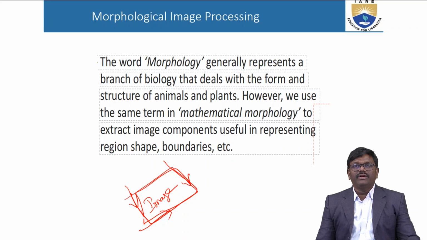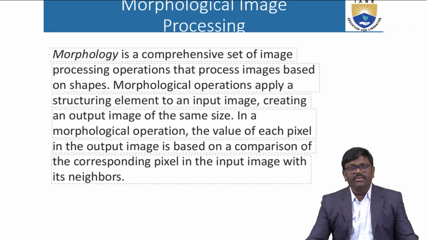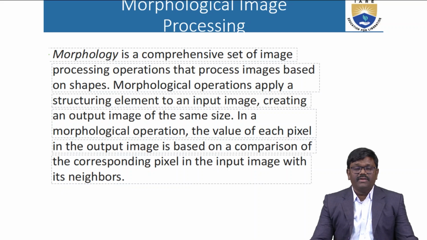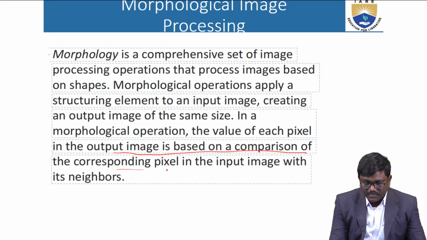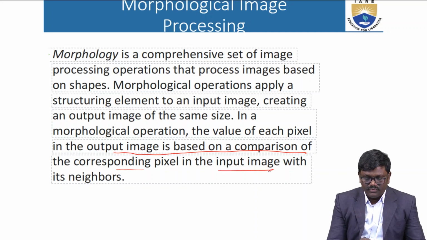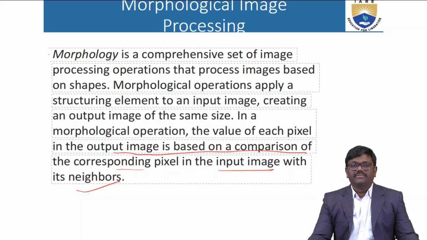Let me define what morphology is in comprehensive terms. Morphology is a comprehensive set of image processing operations that process images based on shapes. Morphological operations apply a structuring element to an input image, creating an output image of the same size. In a morphological operation, the value of each pixel in the output image is based on the comparison of the corresponding pixel in the input image with its neighboring pixels.